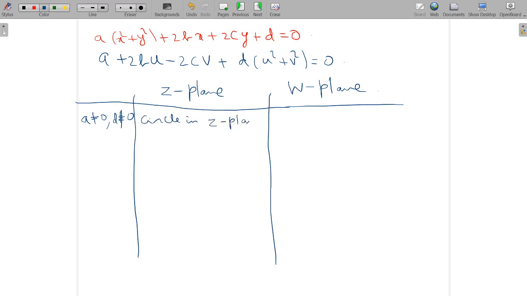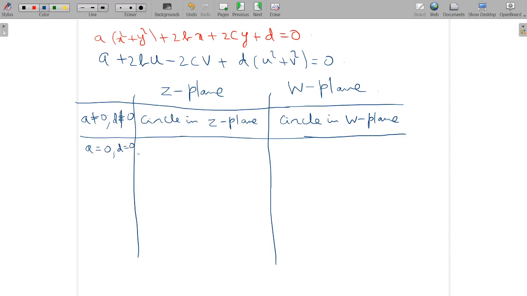Because a and d are not equal to 0, that will get mapped to a circle in the w plane. This one is quite obvious. So the first case here is that when I assume a is not equal to 0 and d is not equal to 0, I will have a circle in the z plane that gets mapped to a circle in the w plane. And similarly, I take the other case, a equal to 0 and d is also 0.